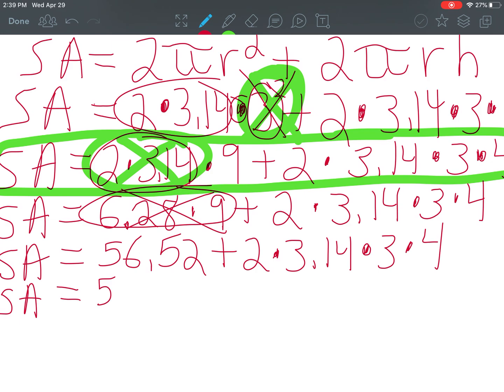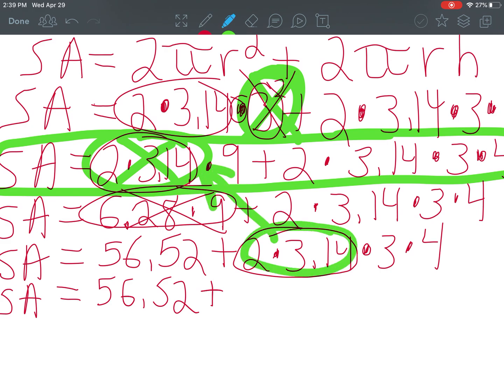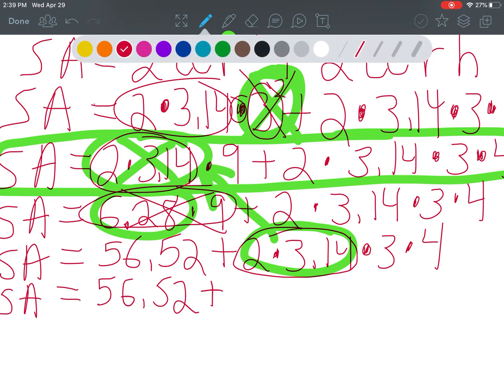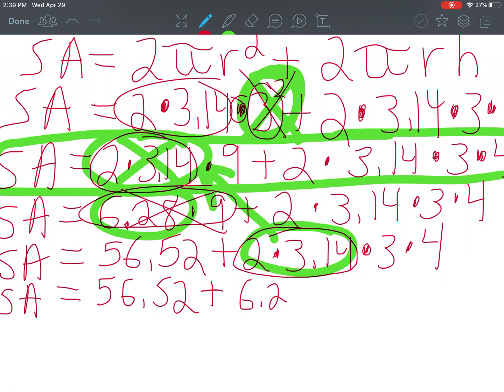So I don't do anything with the 56 and 52/100ths. I bring down my plus sign. Now I have 2 times 3.14. Well, we already did that one up here. So you'll see that this is the same as this one up here. So 2 times 3.14, we already did that, and we said it was 6 and 28/100ths. So we really don't have to do the math for that. We just have to write down 6 and 28/100ths. Then after we do that, we have this part done. So then we just bring down our times 3 and our times 4.